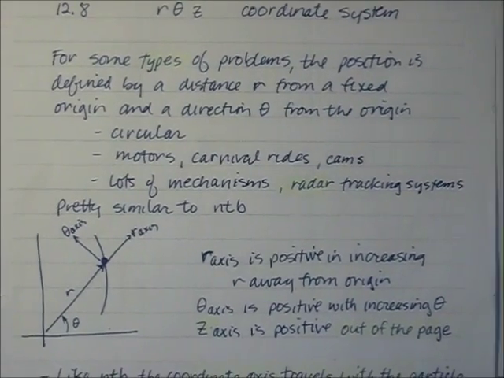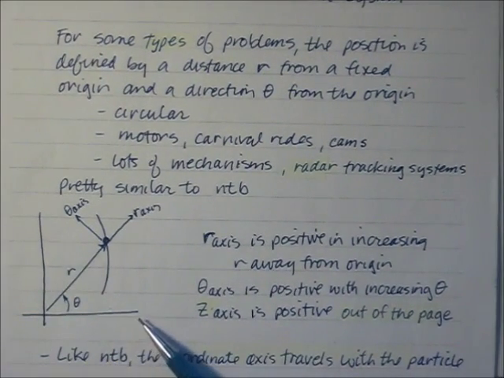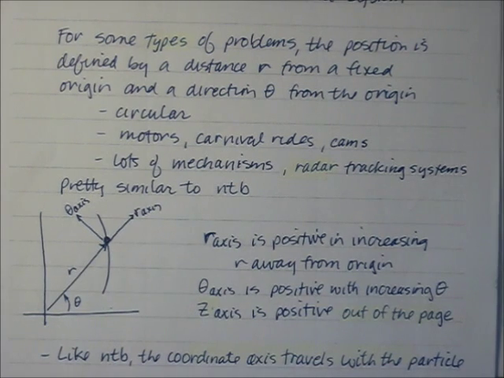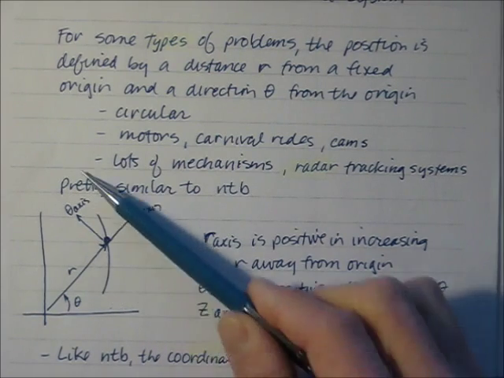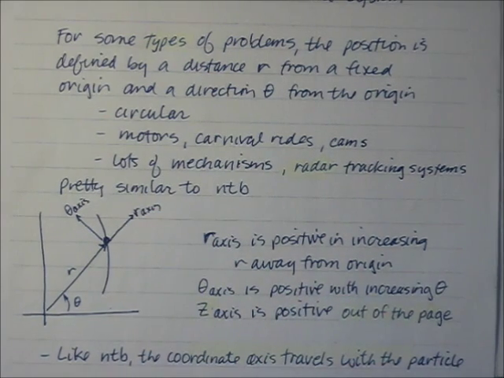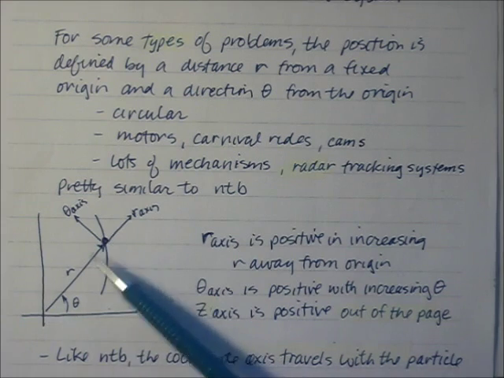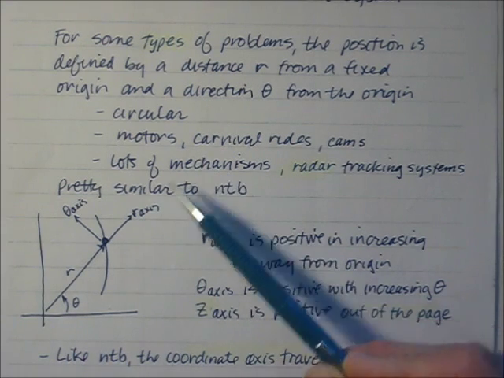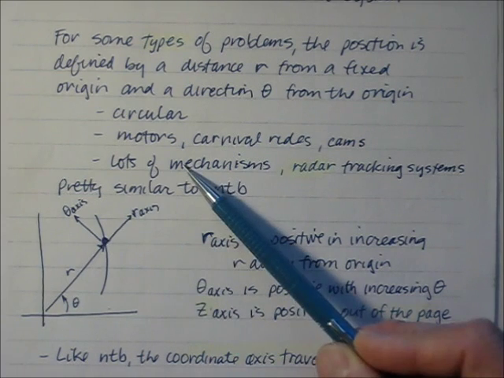Now, how do we describe the coordinate system? There will be an origin of some point that the position will be looked at. The axis travels along with the particle along the curved path, just like the NTB coordinate system. The direction of the r-axis will be positive in increasing r away from the origin. So if the origin is here, or the reference point is here, the particle is here, then increasing r goes that way. So positive r-axis begins at the particle and will go positive that way.